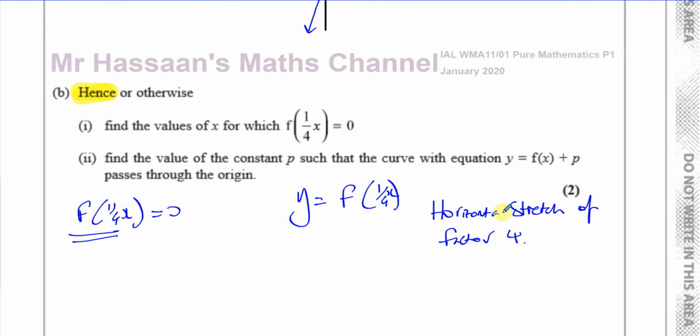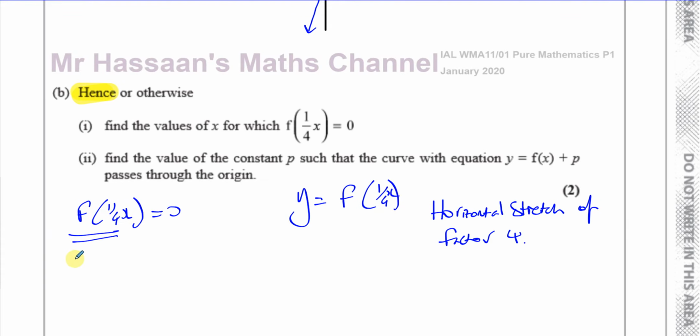Okay, so whenever something is changed inside the function, it affects the horizontal kind of movement. So if it's multiplied inside the function, it's a stretch, and the stretch factor is the reciprocal of the number it's multiplied by. So this is going to be a horizontal stretch of factor 4. So that means only the x coordinates are affected and the y coordinates are unchanged.